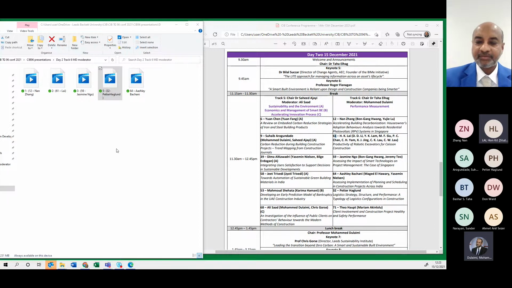Any other comments or points? If not, then we can move to the next presentation. It's by Peter Haglund. It's on logistics strategy, structure and performance, a typology of logistics configuration in construction.